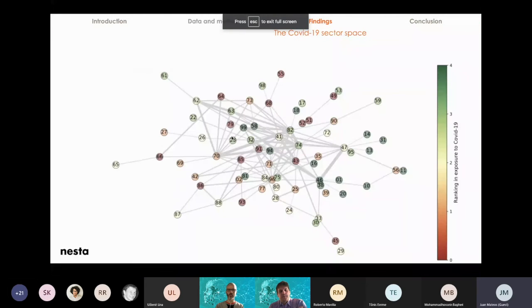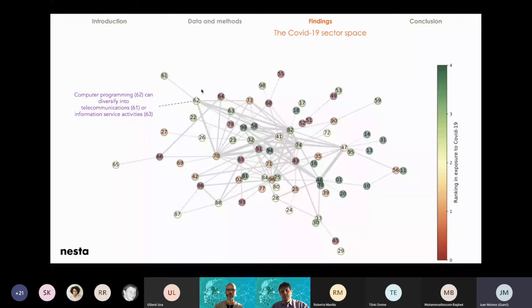Then, this is the idea that in addition to looking at how exposed a sector is to COVID, we can also consider whether a sector can diversify into other activities. And basically, the way we have calculated this, I told you the intuition before, is to look at what sectors are more similar to each other based on the descriptions in their websites. What this shows, for example, is that this 62 is computer programming, and it is quite close to this one, which is telecommunications, and this one, which is information service activities. So actually, it can diversify into these different areas.